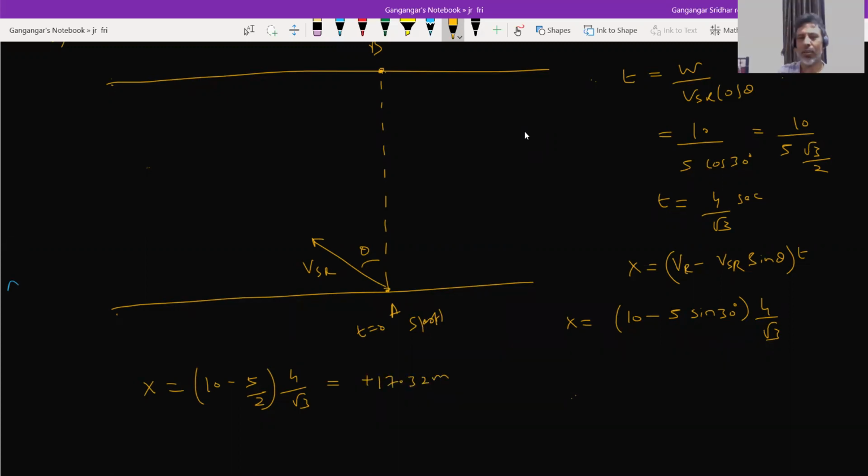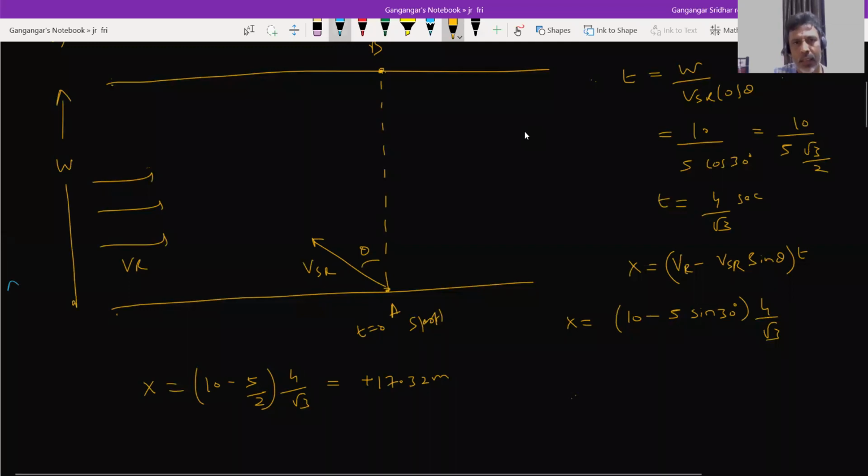Okay, now looking at the data, you tell me where he reaches. Though it seems he swims up the stream, there's a river current and there's the width of the river. The river current will push him, this will be VR, and he will reach down the stream. This is the drift.